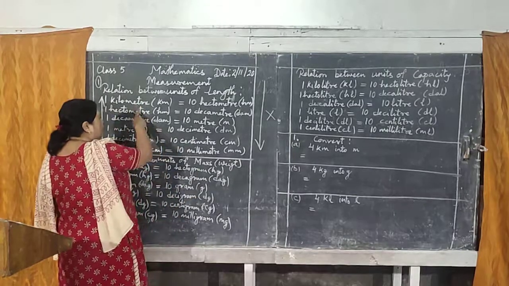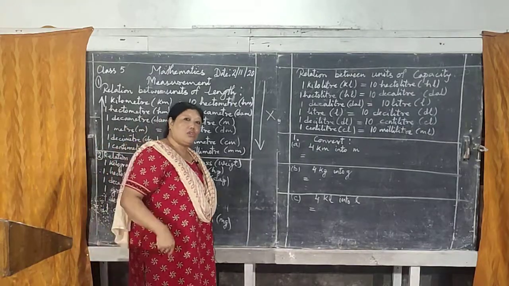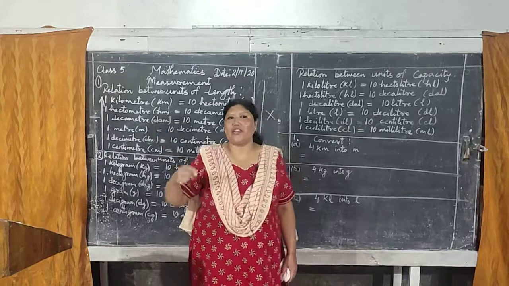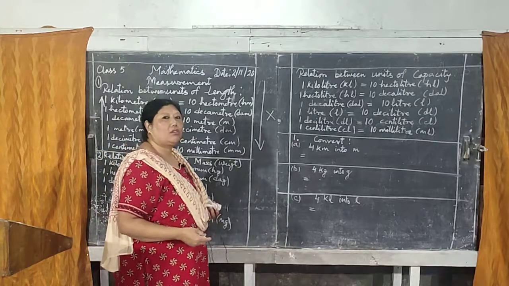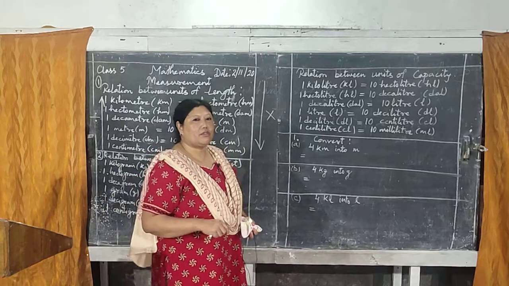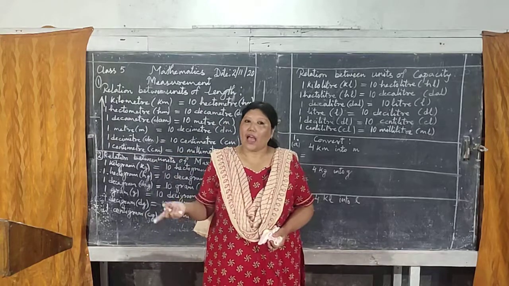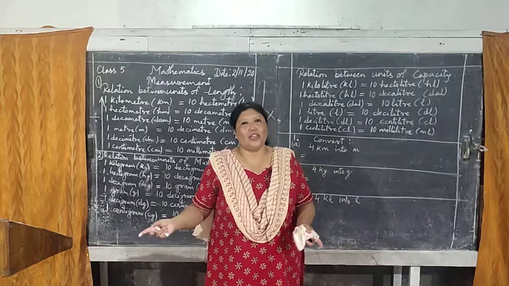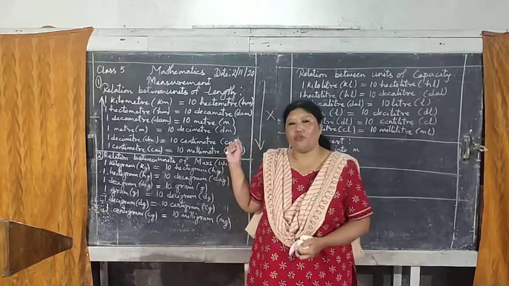What if it is kilometer to centimeter, kilometer to millimeter? You'll learn all those. 1 kilometer equal to 10, then again 10 into 10, 100, 100 into 10, 1000. You'll continue like that. No, it will be harder that way. It will be more difficult. Because in my school days also, I learnt that way, and sometimes you'll forget and your answer will be wrong. So it will be easier if you follow this method.